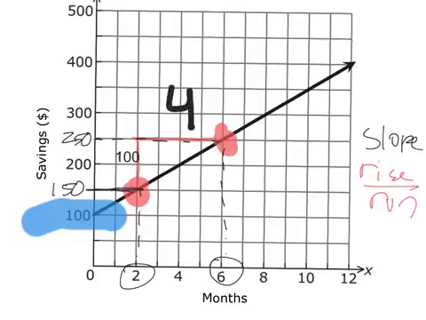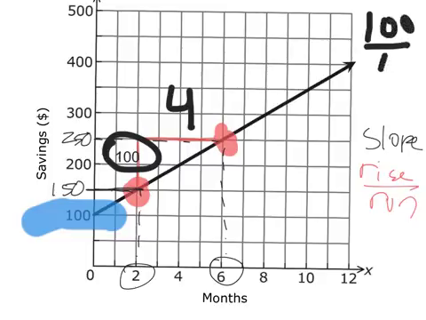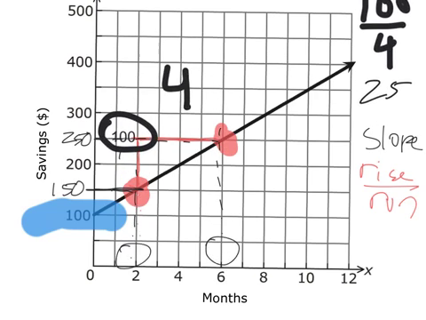Oh, that looks a little better. Great. Okay, it runs a total of 4. So my rise is 100, my run is 4. To get my slope, I'm going to do rise over run. How many times does 4 go into 100? 4 goes into 100 25 times.